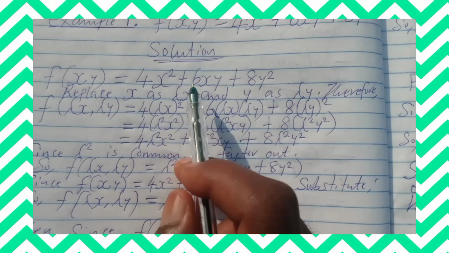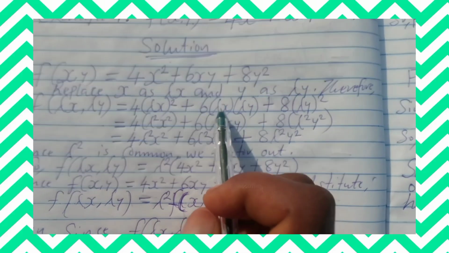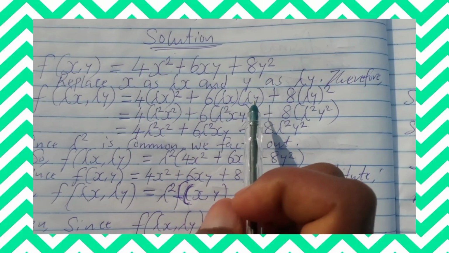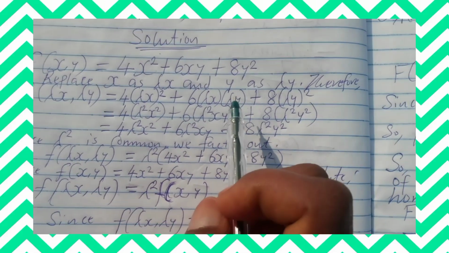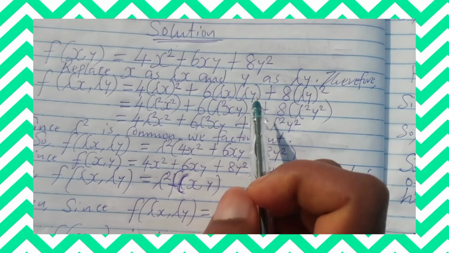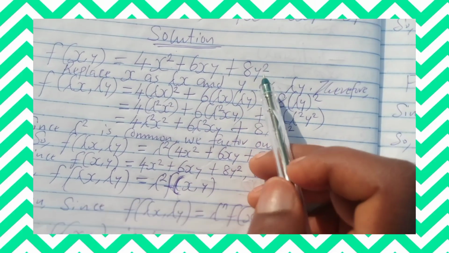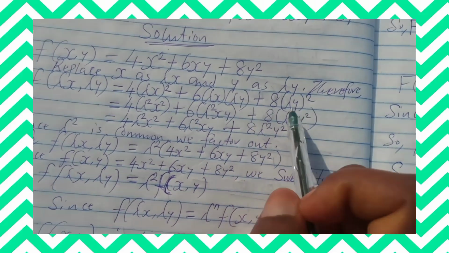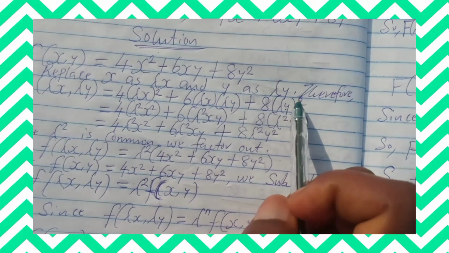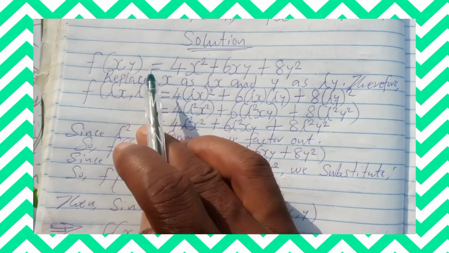Then plus 6, and we have x here. Instead of this x, we substitute and put lambda x times this y. This y, instead of y, we put lambda y, because we are substituting lambda x in place of x, and lambda y in place of y. Then plus this 8 now. Instead of this y, we substitute and put lambda y, and it has a power square. That is why we have square on this particular term. So in this case now, let's look at how to move on.